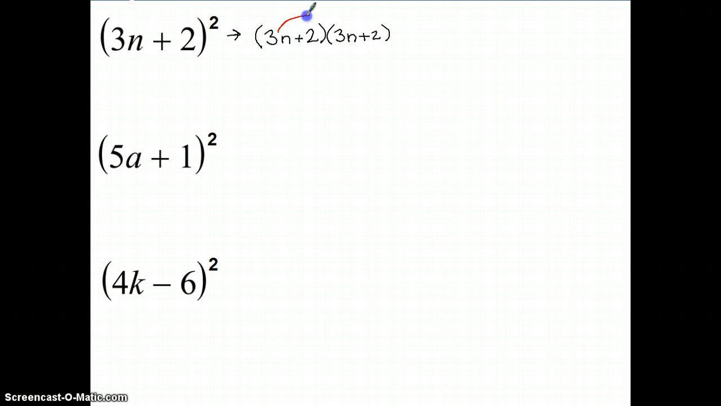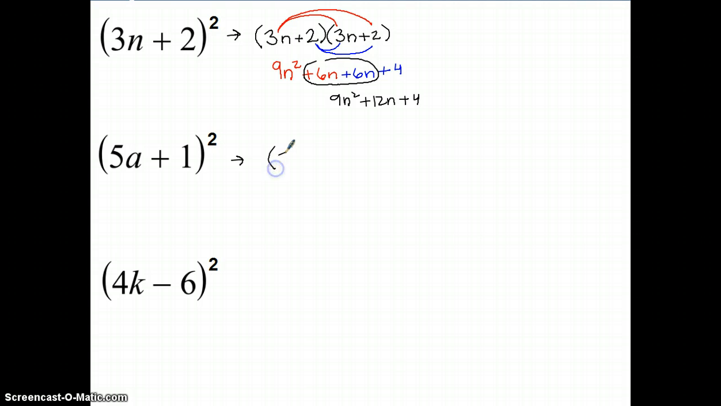My first terms are 3n and 3n. Multiplying those gives me 9n squared. My outer terms, 3n and a positive 2, gives me positive 6n. My innermost terms are 2 and 3n, which also give me a positive 6n. And my last terms, 2 times 2, gives me positive 4. Adding the like terms in the middle, I end up with 9n squared plus 12n plus 4.